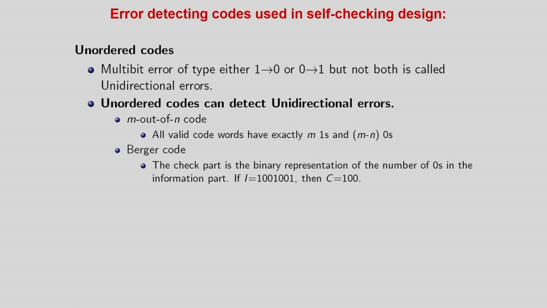So what was the motivation? One error will be converting from 1 to 0 and another from 0 to 1, but they cannot be in a mix. Either all bits will change from 1 to 0 or all bits will change from 0 to 1. So that is actually an unordered code.